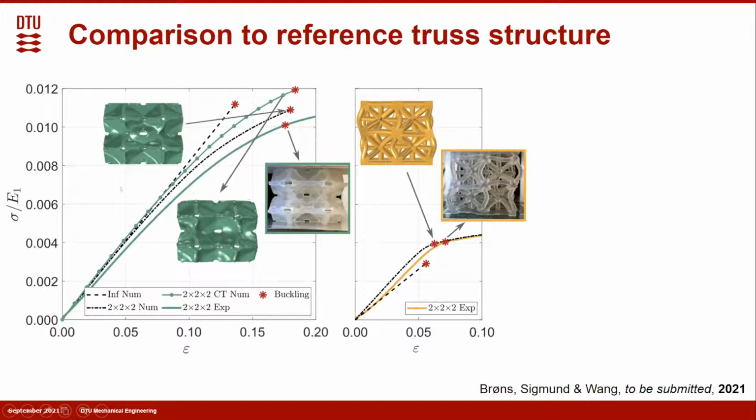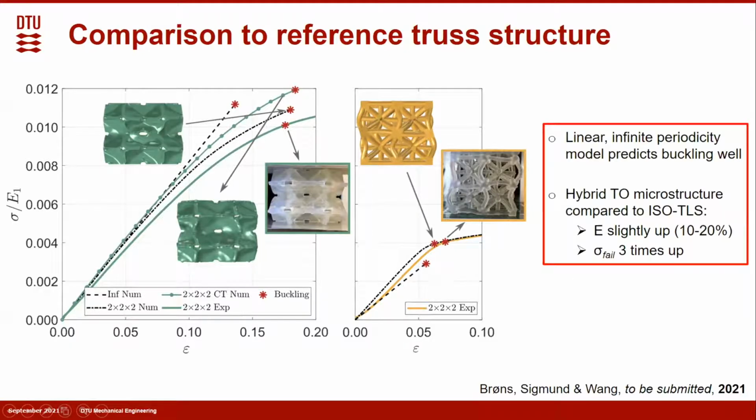Specifically for this case, we did a CT scan and did a numerical post-evaluation to see the corresponding performance. This is the performance for the isotropic truss. We can see from here that the linear material buckling analysis can predict the buckling strength well. Compared to the reference isotropic truss, the hybrid optimized microstructures show close to 3 times higher buckling strength, and also a slightly higher Young's modulus.